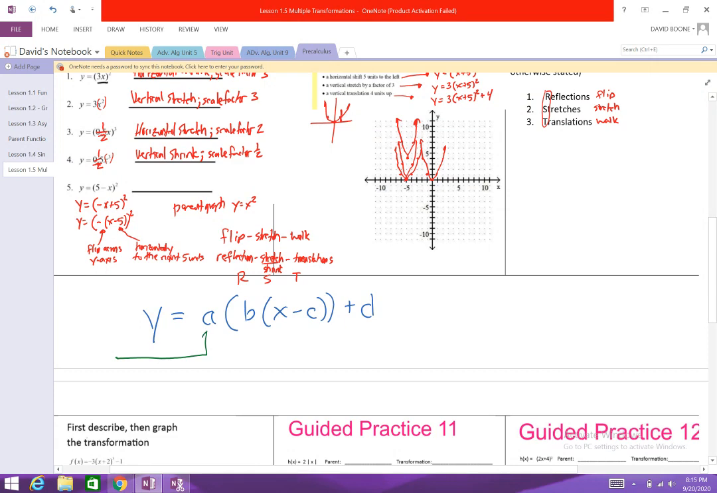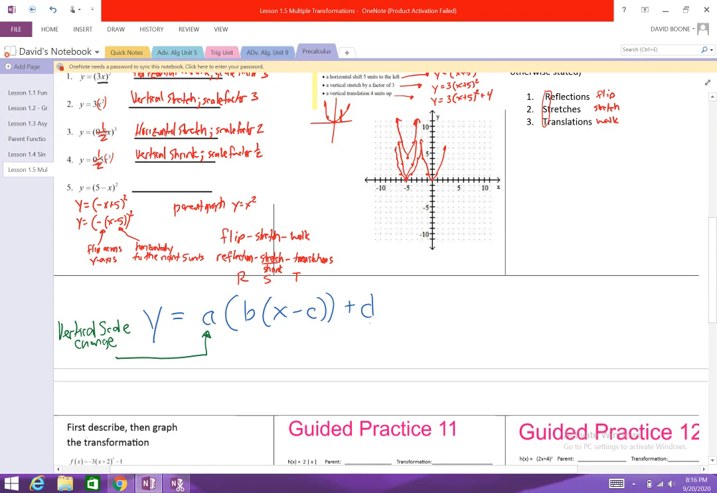That a value is our vertical scale change. Okay, our stretch and our squishing. Again, it's outside the parentheses, so we do as is. If that was say a 5, we'd be vertically stretching it 5 times. If it was a 1/3, we'd be vertically squishing it by 1/3.